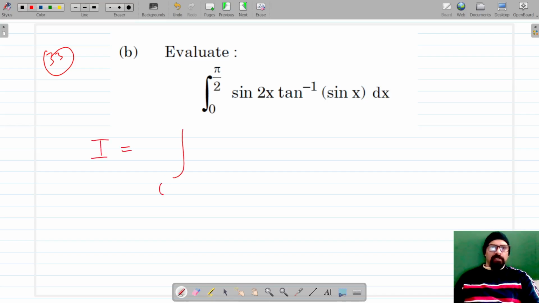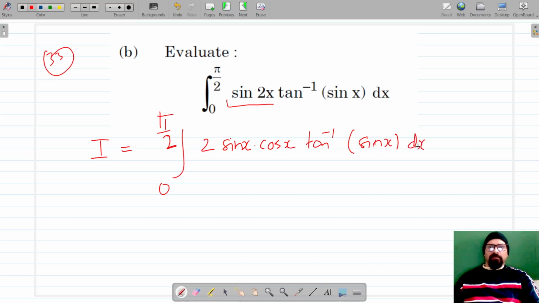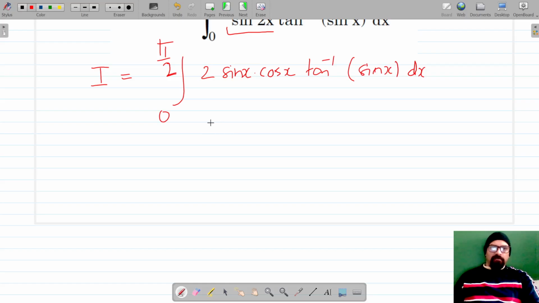So I can write it as the integral from 0 to pi by 2. Now sin 2x, I can write it as 2 sin x into cos x, tan inverse of sin x into dx. And now we are ready to make the substitution. So let's make the substitution. Let sin x be equal to t.